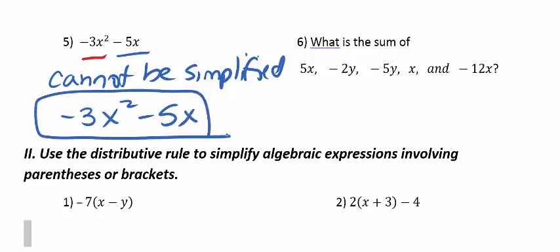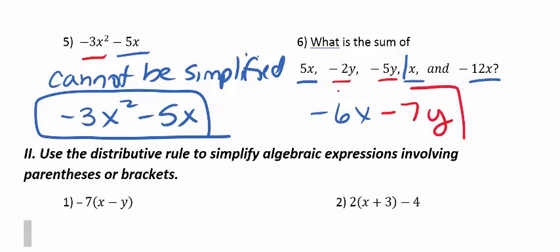Whereas in number 6, when we want to find the sum, we have an x term here, and an x term here, and an x term here. And the number that's in front of this x is a 1. So when we combine like terms, we can add 5x plus 1x is 6x, minus 12x is going to be a -6x. And then these y terms are alike. We can combine those. We add the numbers in front or the coefficients, and that would be -2 plus -5 is going to be -7. So we have a -7y.